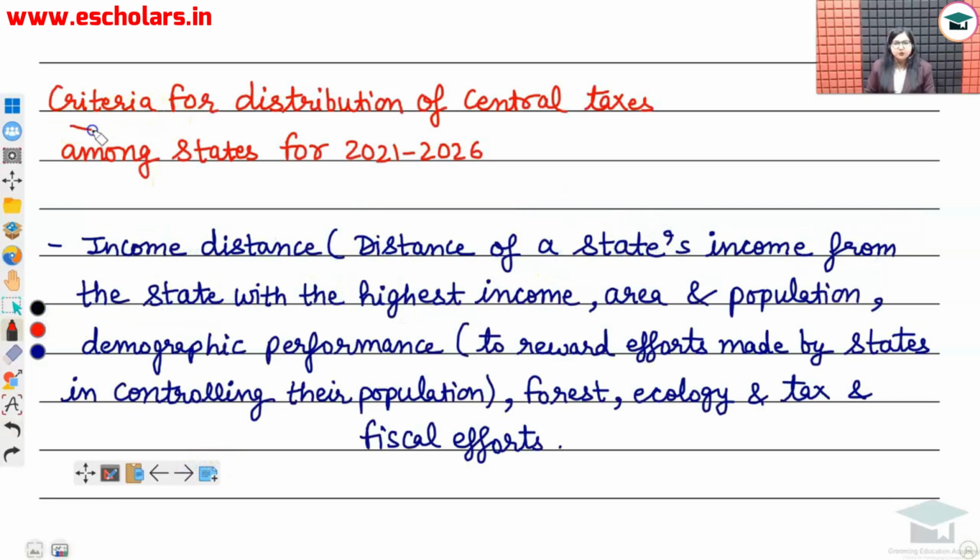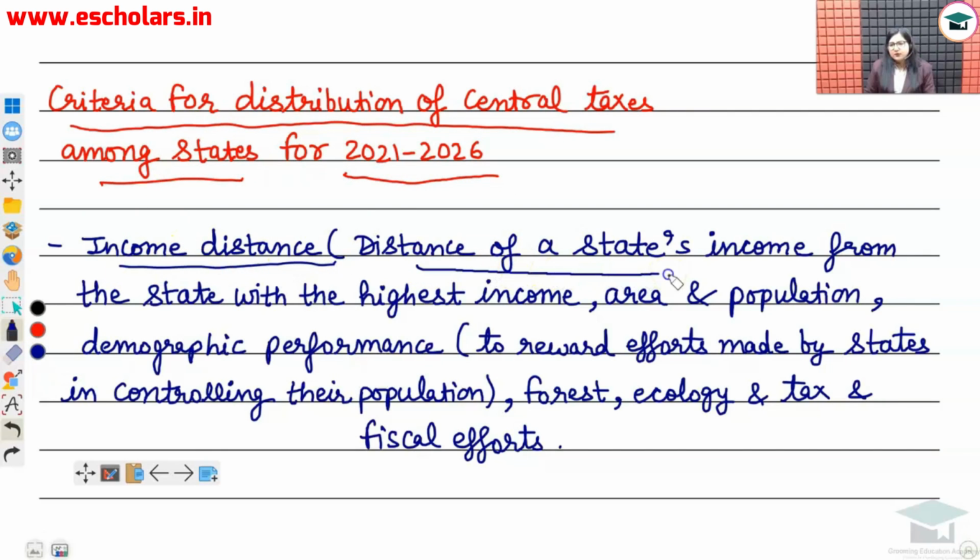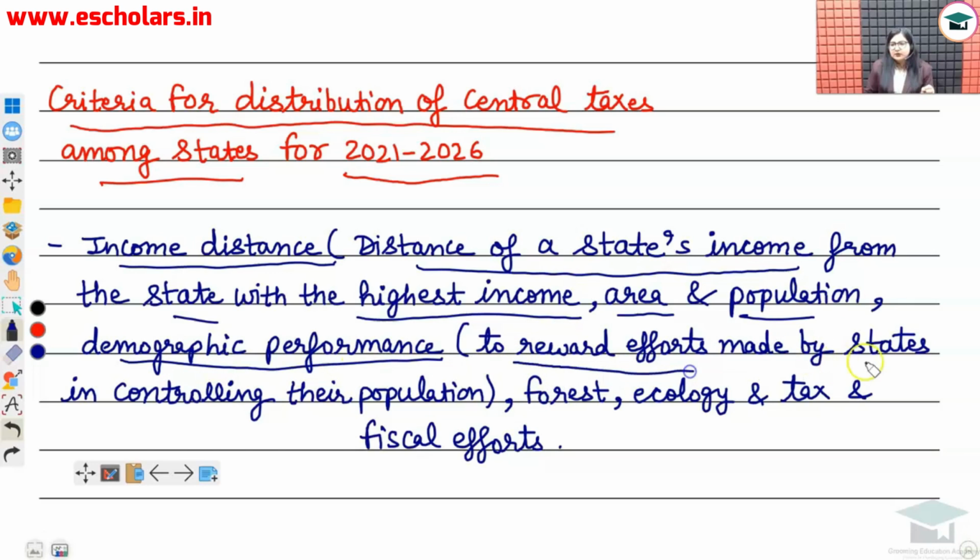Now students, we will talk about the criteria for distribution of central taxes among states for 2021 to 2026. So the criteria were income distance, that is the distance of the state's income from the state with the highest income. Or you can say income distance refers to the difference of the income of the state from the state with the highest income, along with area, population and demographic performance. Demographic performance was judged in order to reward efforts made by the states in controlling their population. Also forest and ecology, and tax and fiscal efforts.